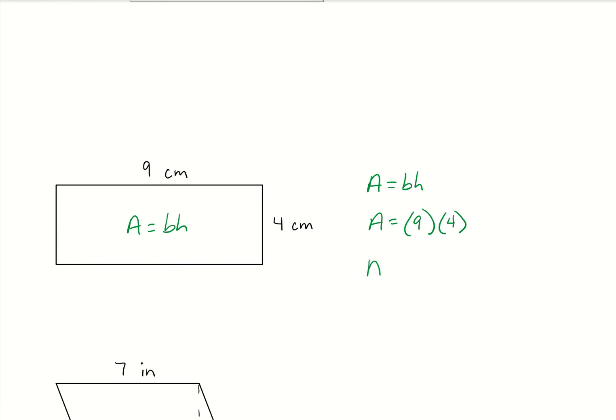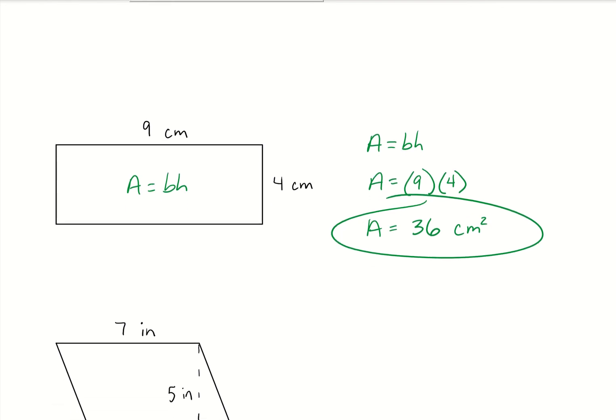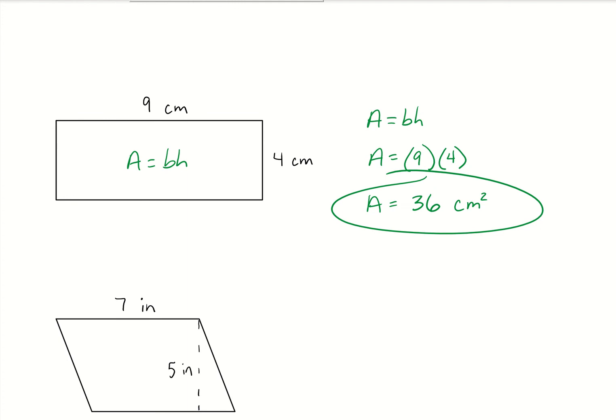All right, again, we just need to multiply, and it just so happens that one is also 36. That was an accident. I did not do that on purpose. So funny how that works out. All right, so for this rectangle, the area is 36 centimeters squared.